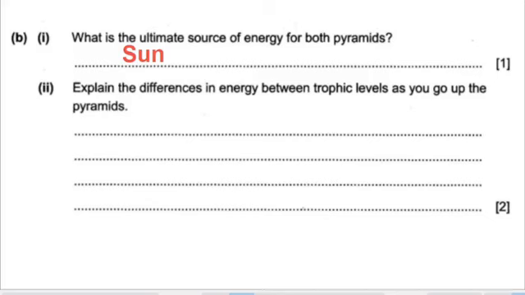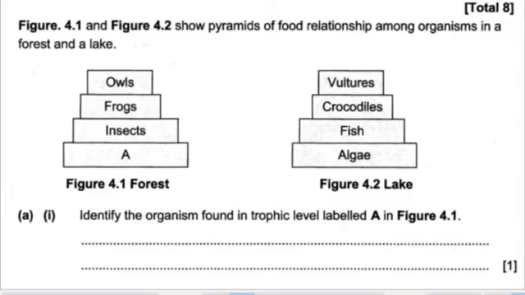So let us now come to our question B2. Explain the differences in energy between trophic levels as you go up the pyramids. So they want us to explain in terms of the trophic levels as we go up the pyramids. We are moving from the producers going to the primary consumers, secondary consumers, herbivorous, carnivorous. So there we can say that as we go up the pyramid, the energy level decreases.